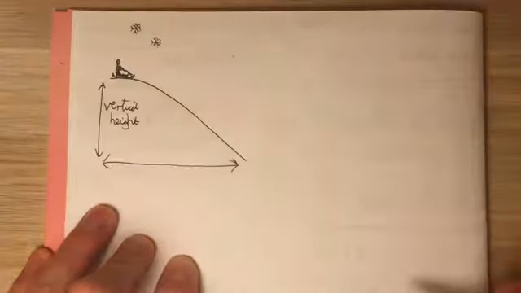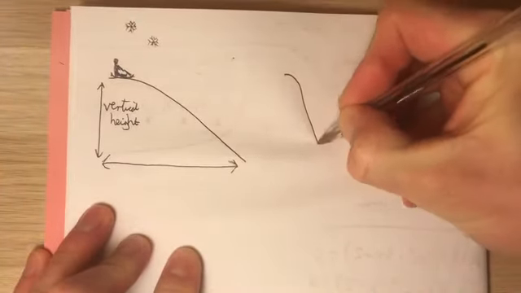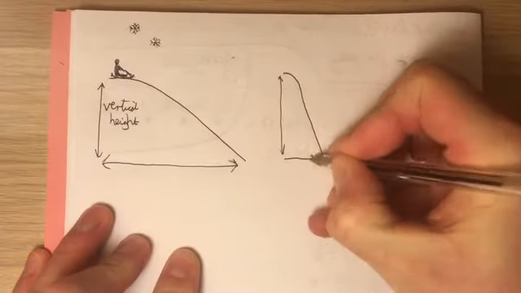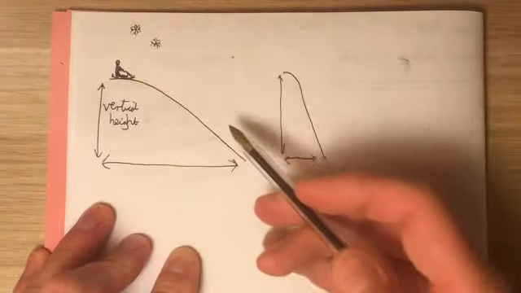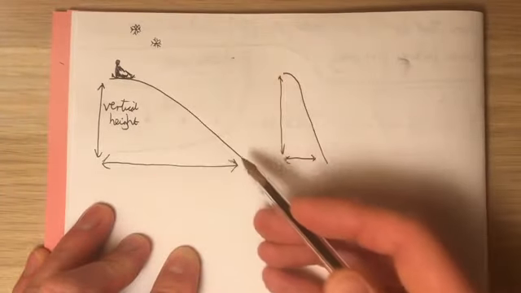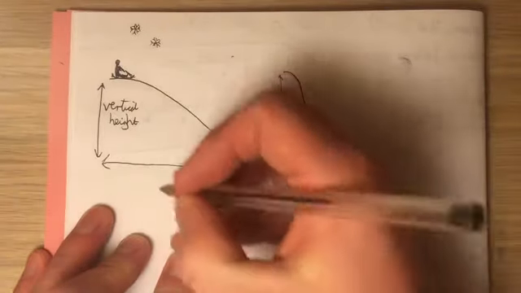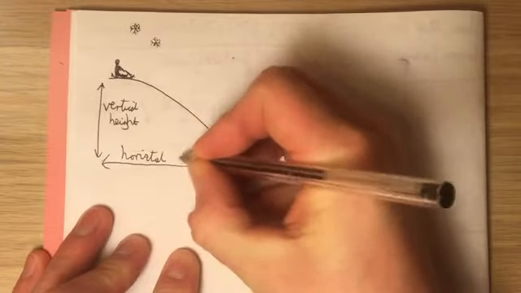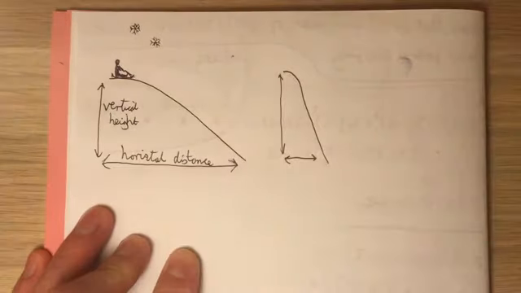Because I could have a hill like this, or I could have a hill that has the same vertical height here, but over a much shorter distance. And clearly this is a steeper hill, and this is a less steep hill. This hill has a bigger gradient, this hill has a smaller gradient. So it's about the vertical height, how high up the hill is, and it's also about the horizontal distance. It's about how far across the hill goes.